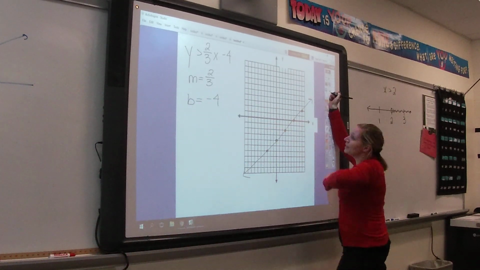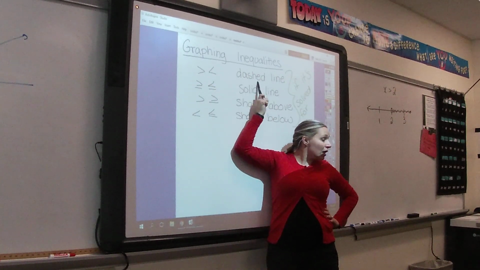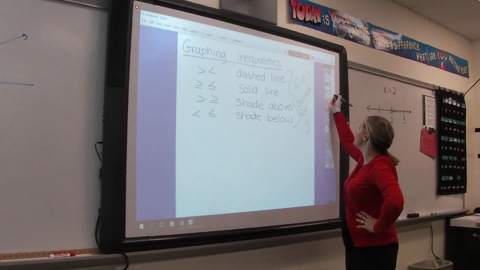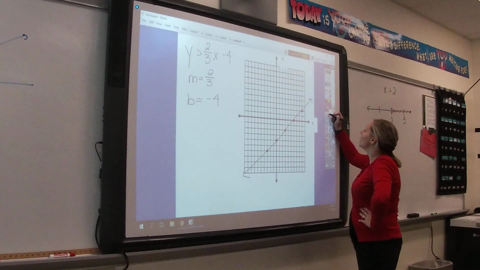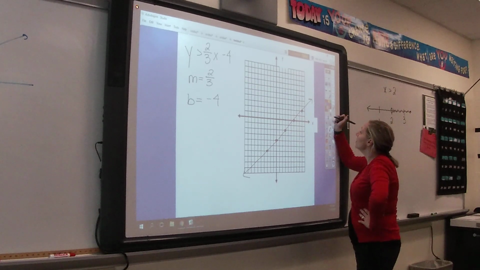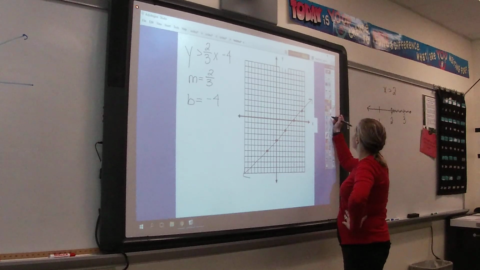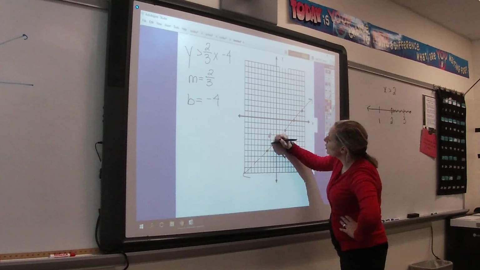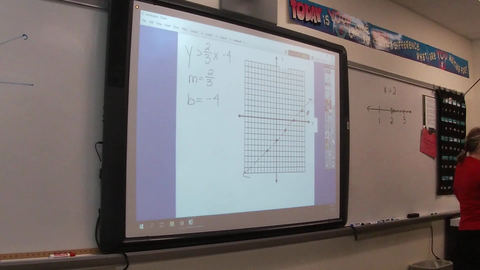Okay, so greater than tells us to do what? A dash line. So now instead of just sticking with this regular equation, we now want to consider a dash line. Okay, so we want our line to be dashed.